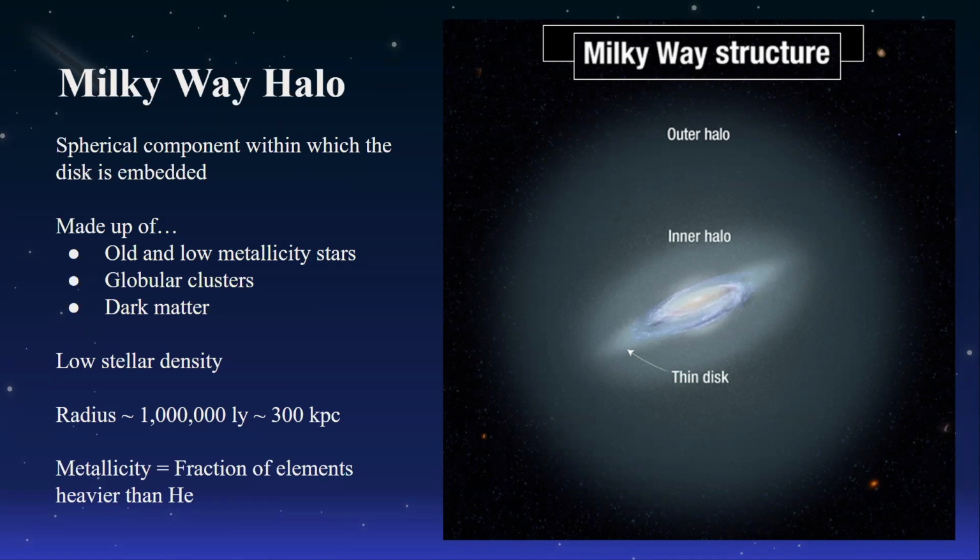So coming back to the fact that I said there are low metallicity stars in the halo, metallicity is the fraction of elements heavier than helium in a stellar object. So a higher fraction means a higher metallicity and a lower fraction is a lower metallicity.